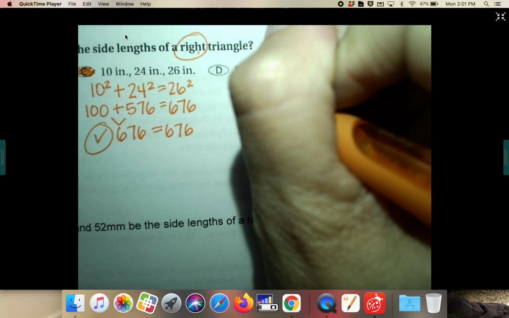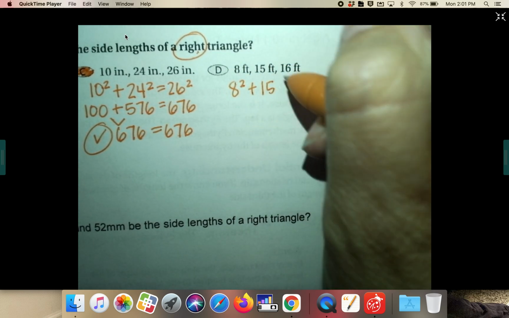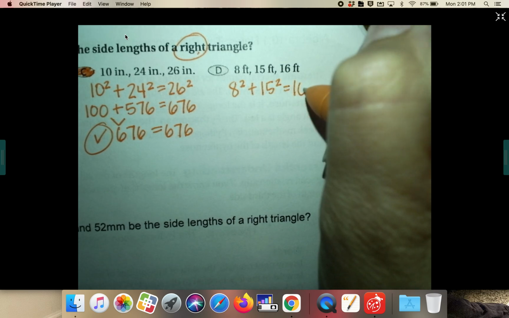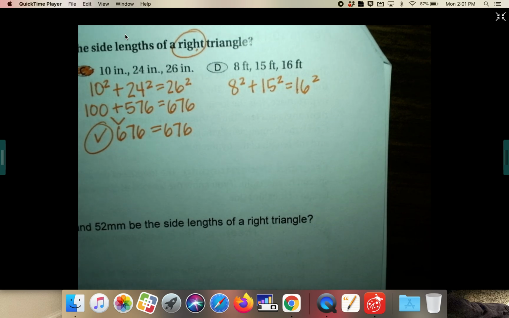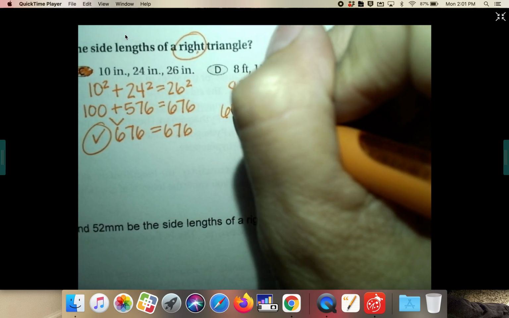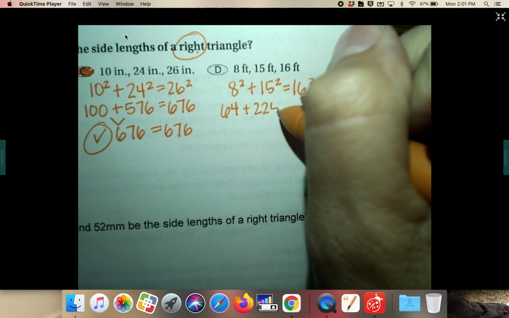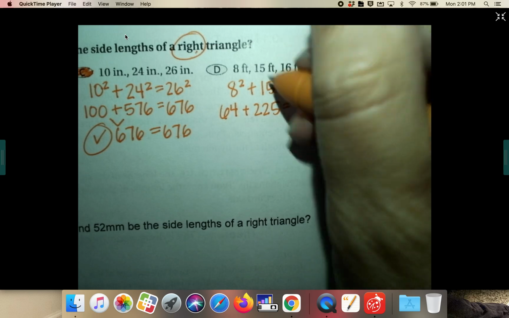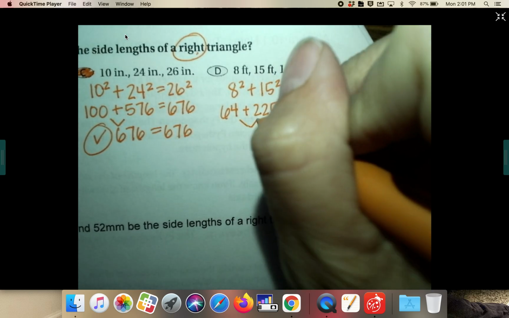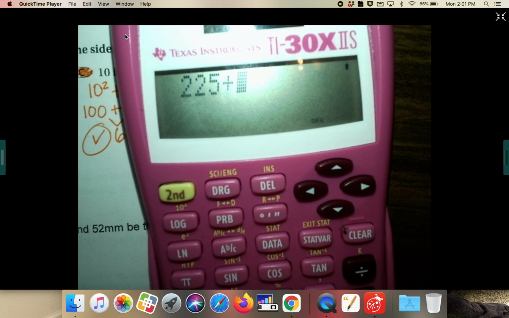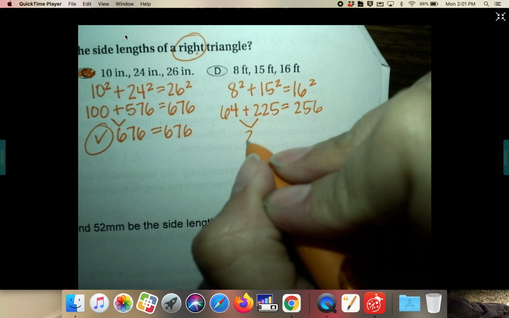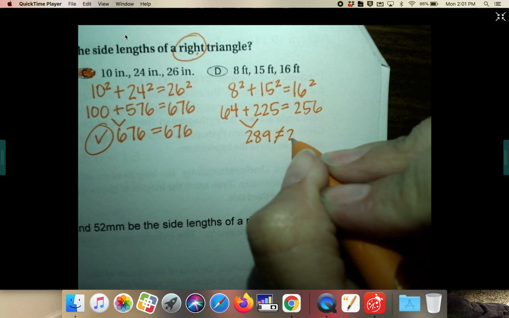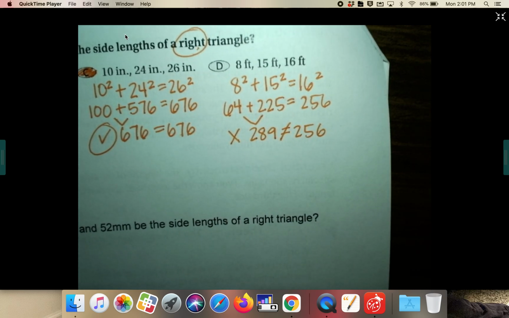8 squared, and by the way, I want you to be sure you know that I'm not just putting them in the order that they gave it to me. I know this is the correct order to put them in because I'm always looking for that longest side to be what it's equal to. So this is 64, this is 225, I don't know what 16 squared is. 256. And 225 plus 64 does not equal 256. Instead, it equals 289. So this is another no.